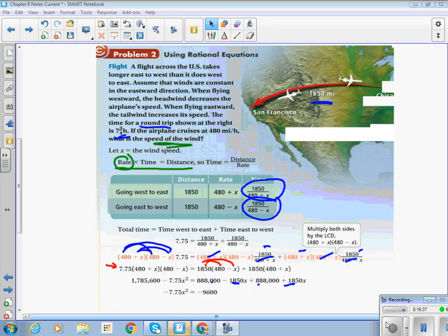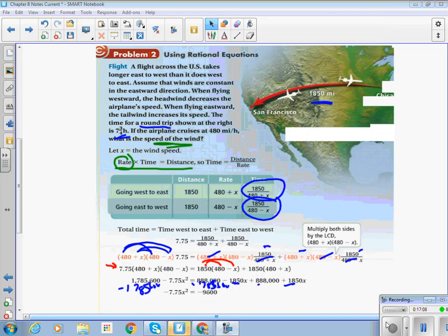We're just going to add these two guys together. When we add 888,000 to 888,000 and then subtract 1,785,600 from both sides, we get negative 7.75x squared equals negative 9,600.